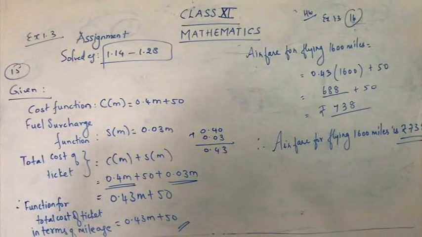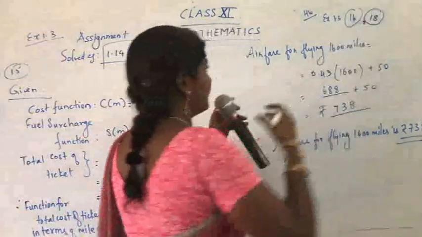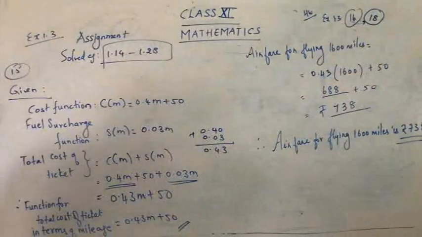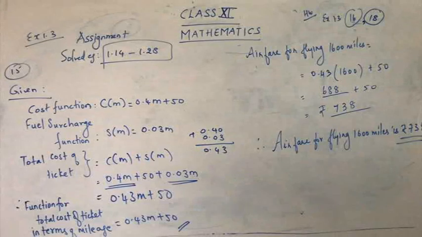And one more thing, homework is very easy. Sum number 18. The 17th one I will do in the classwork. You just complete 16 and 18. Are you noting down the homework, children? Check the homework. It's exercise 1.3, sum number 16 and sum number 18. Two sums for your homework.